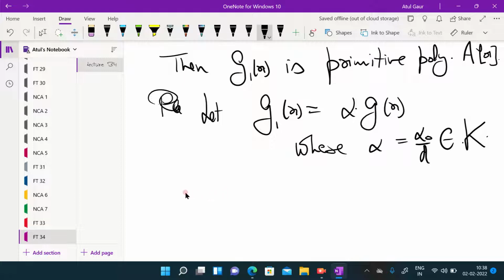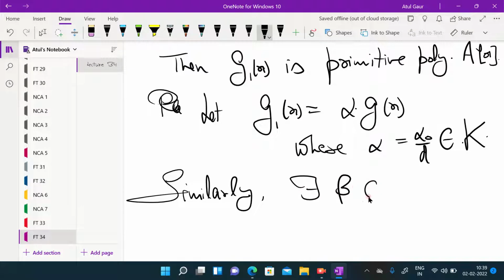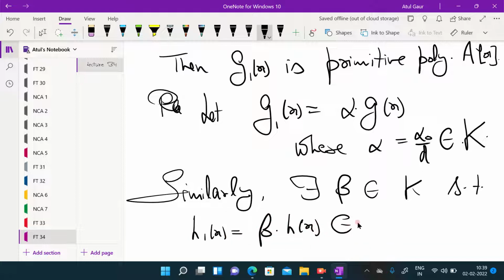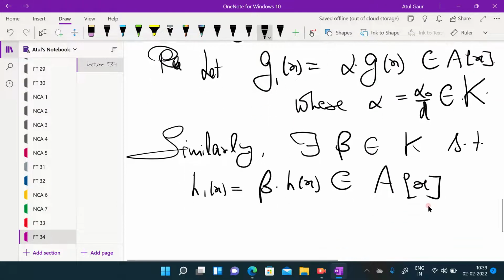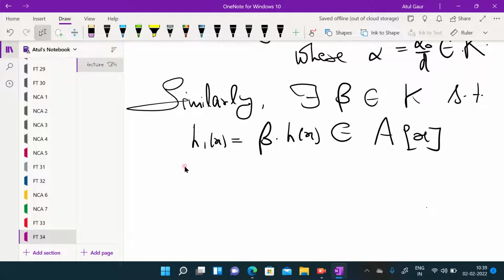So the same thing we can do with h. So similarly, there exists beta in K such that h1(x) equals beta dot h(x), and this is in A[x]. रिमेंबर ये अभी पॉलिनोमियल A[x] पे है, राइट? ऊपर लिखा हुआ है, दैट्स फाइन. So, and where h1(x) is primitive. All right.